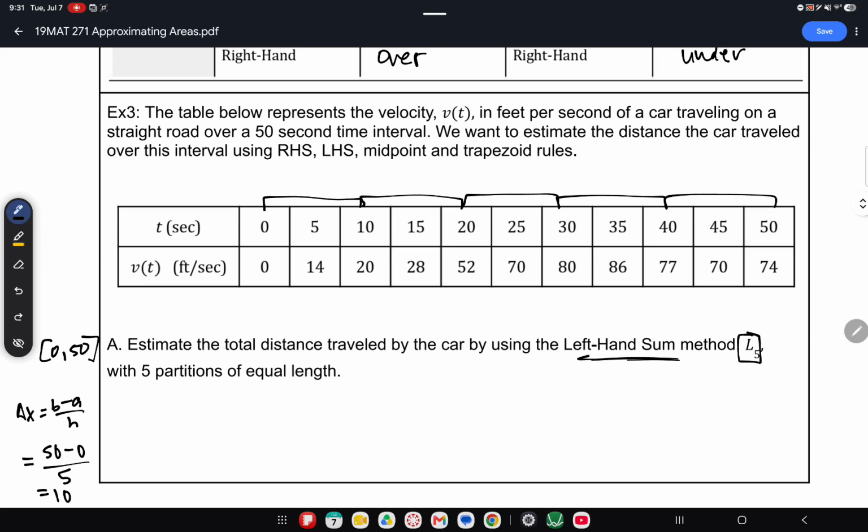So what that means is we take the left endpoint. Between these two, we got 0 and 10. The left endpoint is 10. And the rectangle that's 10 and 20, the left hand is 20. And then so on and so forth. 20 to 30, we got 52. 30 to 40, 80. 40 to 50, we have 77. So I can add up all of these rectangles, right? Length, width, etc. They have the same width across the board, right? And that's the width of 10. So I can factor that out.